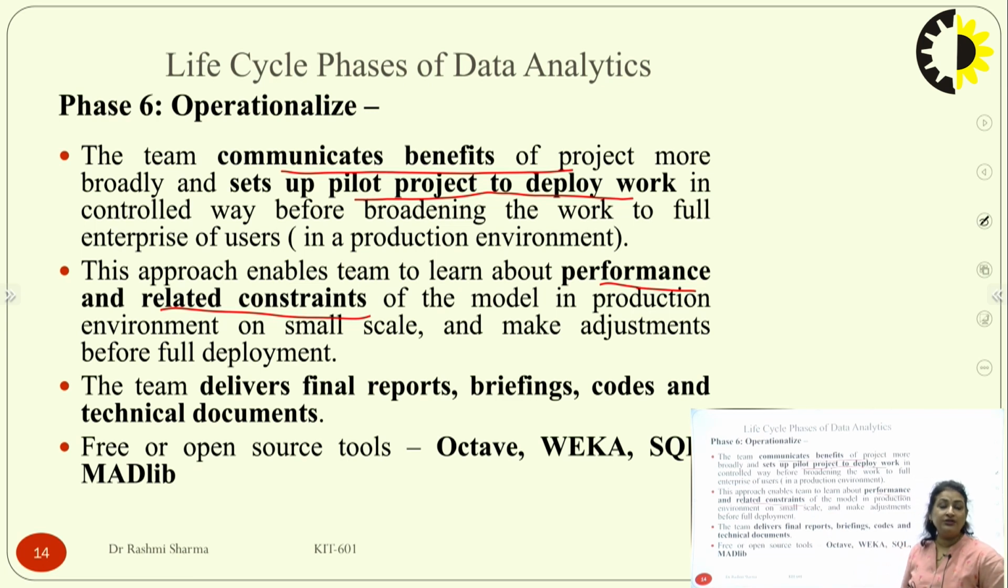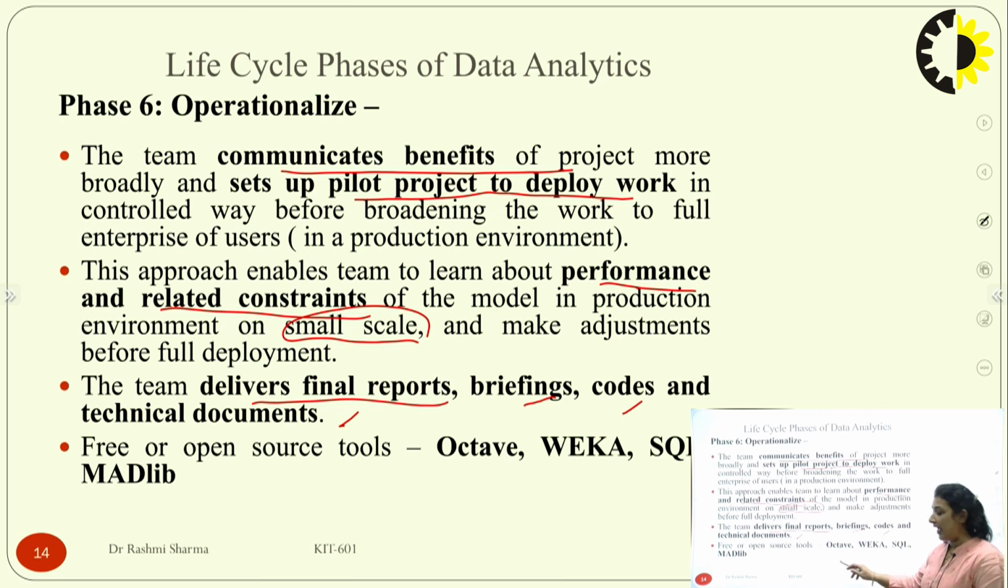What is the output? What is the percentage of that particular output? What are the related constraints of that particular model in the production environment on a very small scale, because we have done a pilot project? A pilot project is a small project, and after making the adjustments, we go for the full deployment. So we deliver the final report, the briefing, the code and the technical document in this phase. First the pilot project is developed, then we develop the full project.